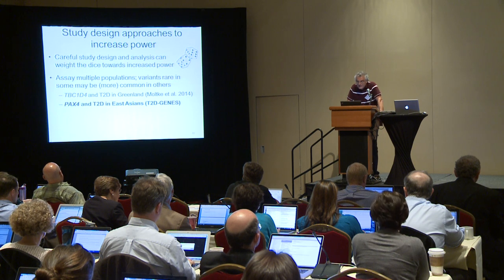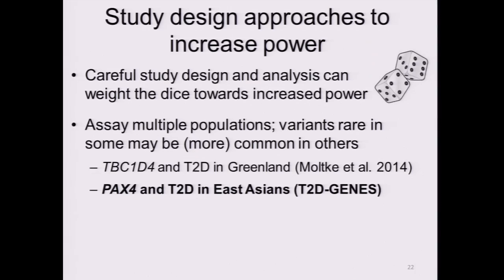Okay. Careful study design and analysis can weight the dice towards increased power. There's no silver bullet. There's not one thing you can say that's always going to make things better because there are different questions and there are different genetic architectures, different situations. But we can do a variety of things that can help. One of these is to assay multiple populations. We can do this for a variety of reasons. Most important, at least one of the most important, is that variants that are rare in some populations may be more common or even quite common in other populations.